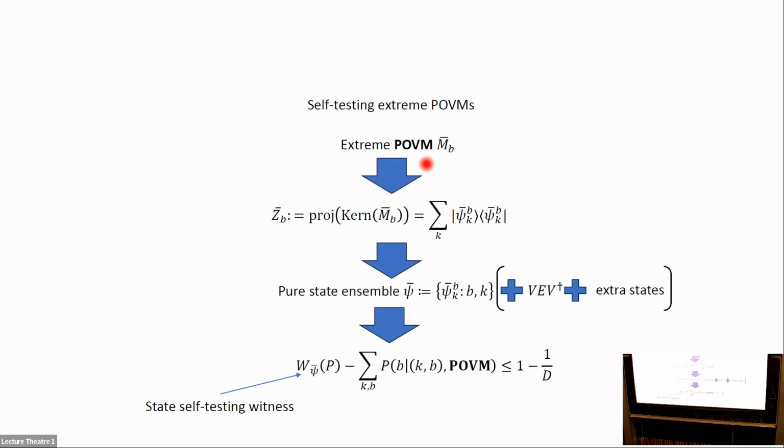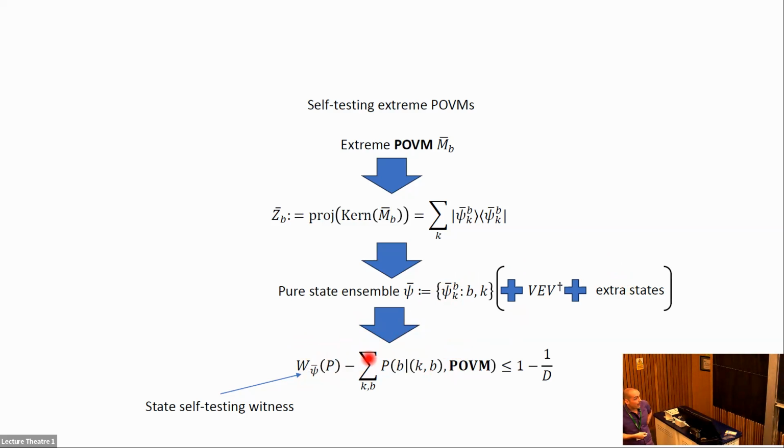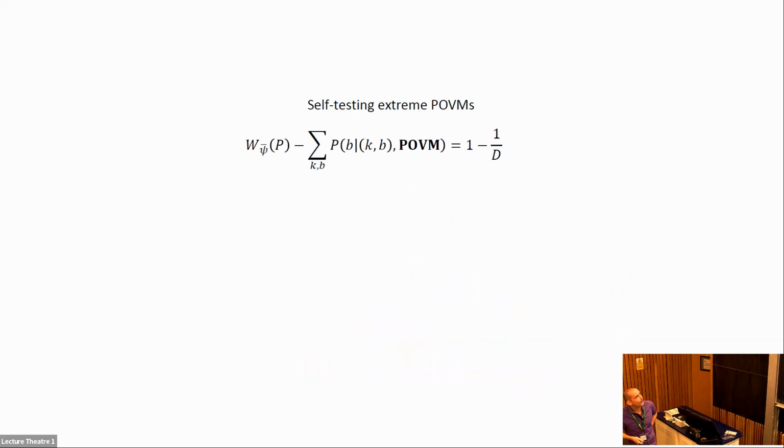So this is how I self-test an extreme POVM. You give me the POVM, then I construct these projectors onto the kernel, and then I diagonalize them. Now I consider the pure state ensemble given by these pure states, plus some extra states to enforce that they average to the maximally mixed state. Now what I do is define this witness, the one that we had before, the one that self-tests these states, minus this other part. This other part is smaller than or equal to 0, and the first part is bounded by 1 over d, so the whole thing is bounded by 1 over d.